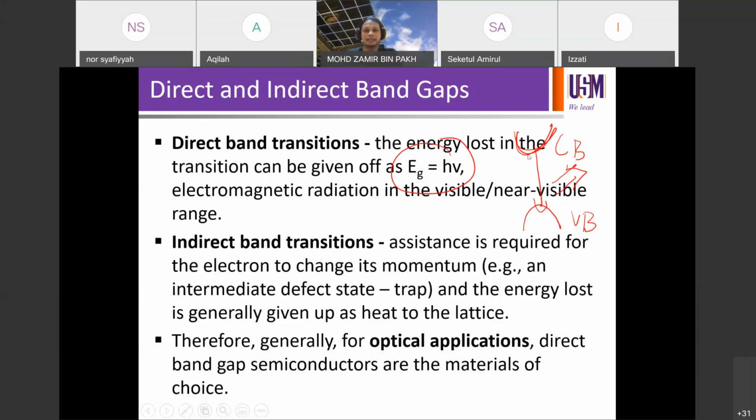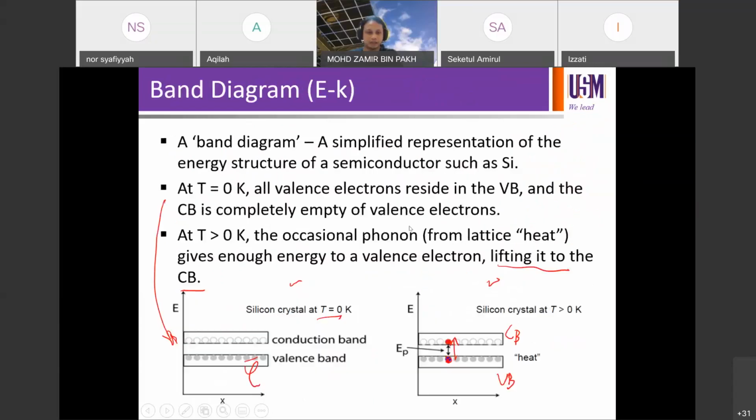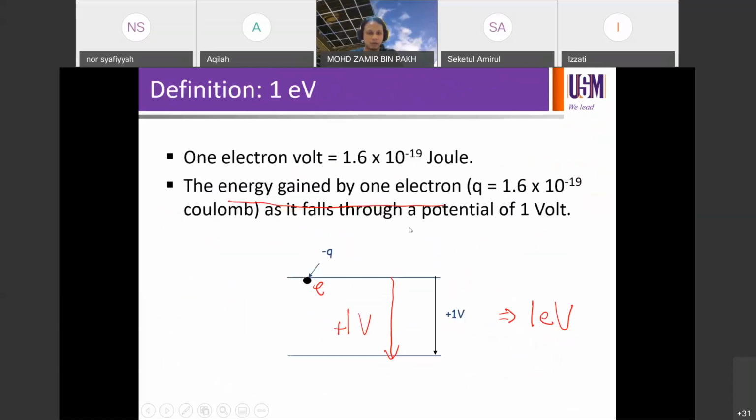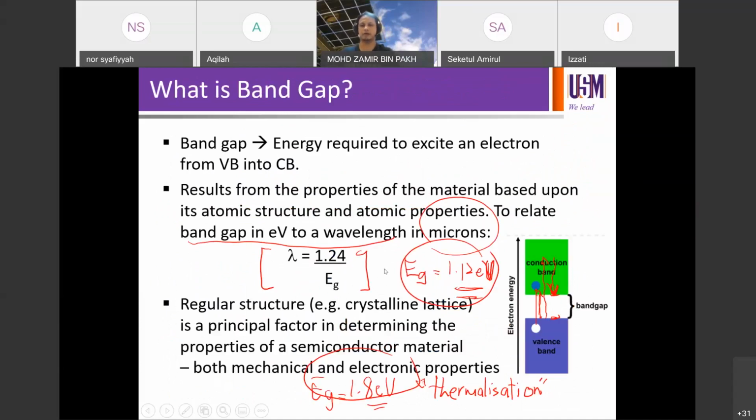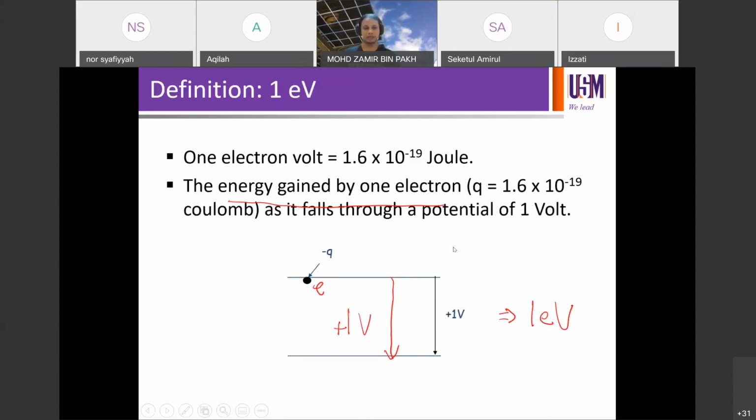So the energy loss in this transition can be given off as hν, right? You've discussed this one, or hc over lambda if you like. That's why you can convert the band gap into the wavelength as what we've done in the previous slide just now, the 1.24 over Eg here, right? So that's how you can choose the correct value of your band gap in order to get the right color of your emission. So you can actually tune the band gap of the LED semiconductor material in order to get the color of the emitted light. So it's about the conversion of Eg and lambda in this equation. Exactly this.